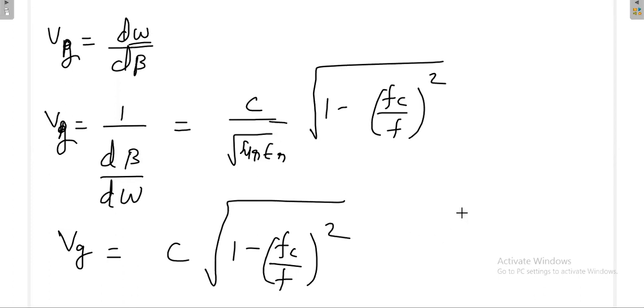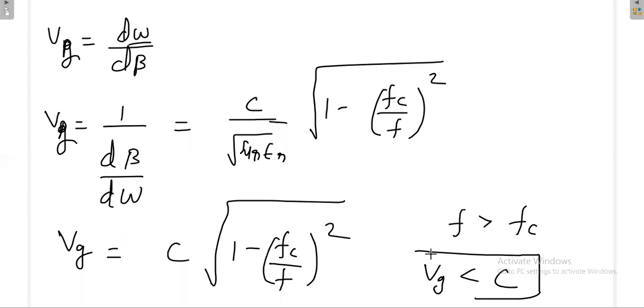From this it is very clear that when f is greater than fc, because for the wave to propagate inside the waveguide f has to be greater than fc, my group velocity has to be less than c. This is okay, because it really gives the physical rate of movement of energy. The energy cannot move at a faster rate than the velocity of light, but it can move at a lesser rate compared to the velocity of light in free space. So this is the final conclusion.